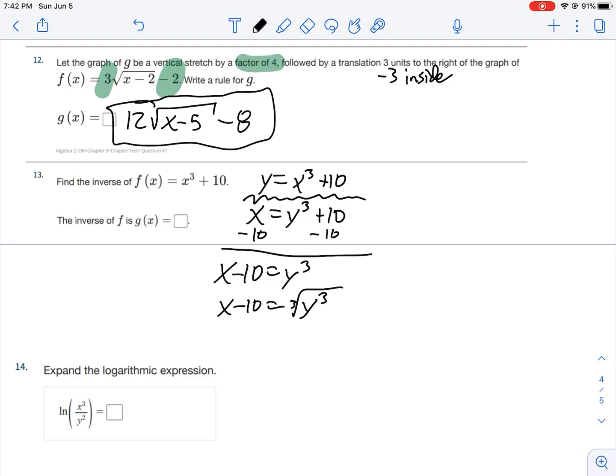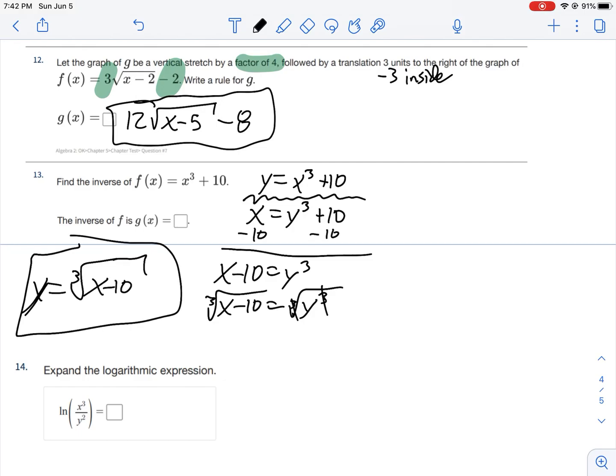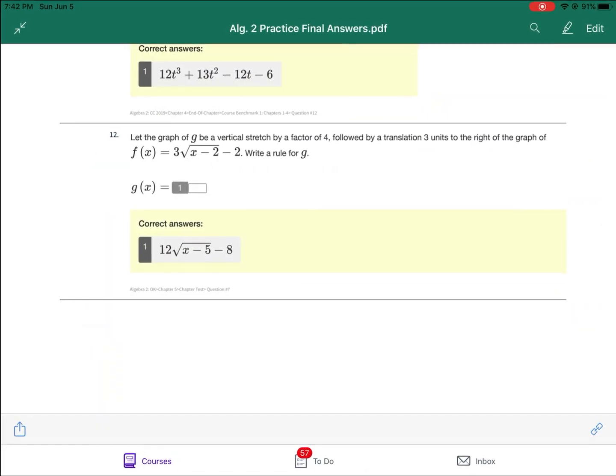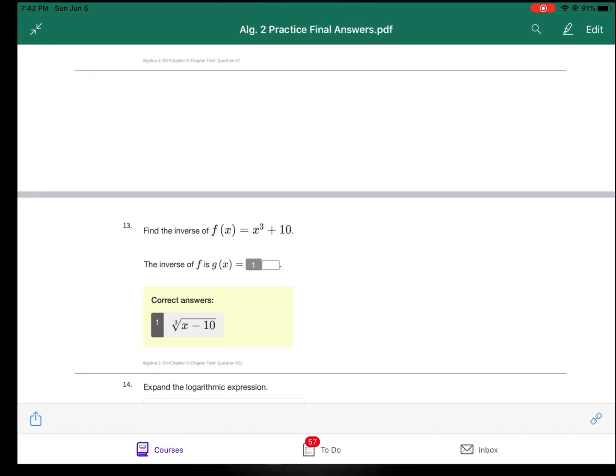Now, one thing to note, odd roots do not require the plus minus. Cube root and a cube cancel out. Y equals cube root x minus 10 inside. And it's just going to be this piece that goes into the box because it's now g of x. It is a new function, cube root x minus 10.